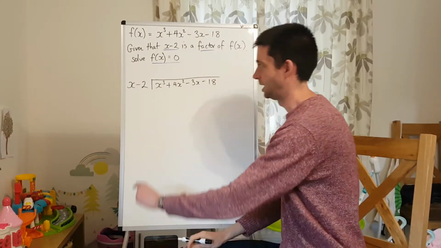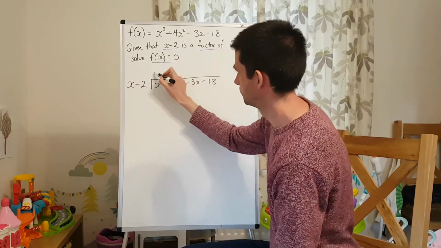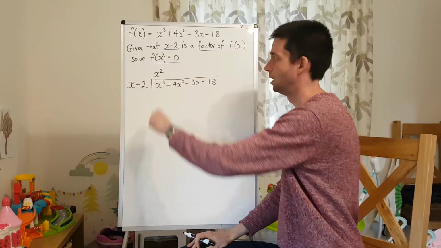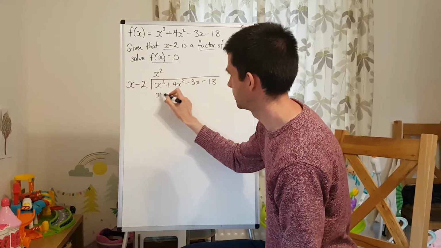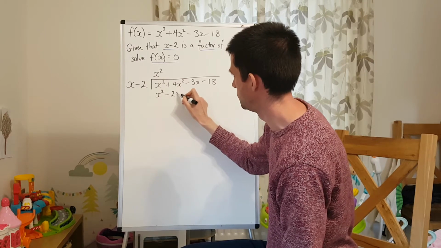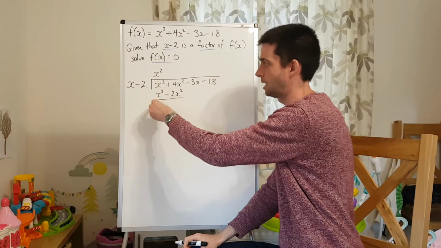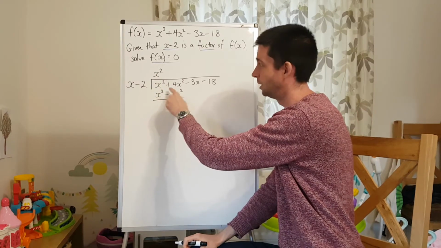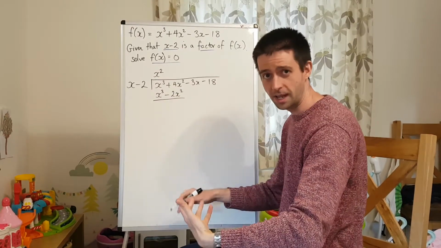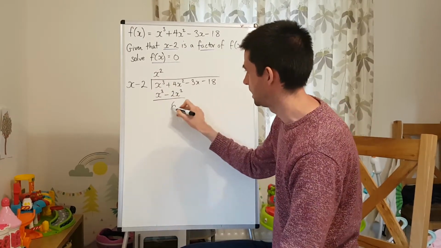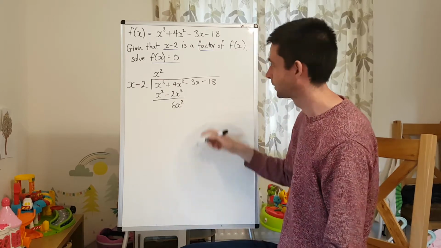So let's begin then. X into x cubed goes x squared. Multiply back by the divisor is x cubed minus 2x squared. Find the remainder. X cubed take away x cubed is 0. 4x squared take away negative 2x squared. Take away negative, we're adding, and you get 6x squared there. Careful with your signs, take your time.